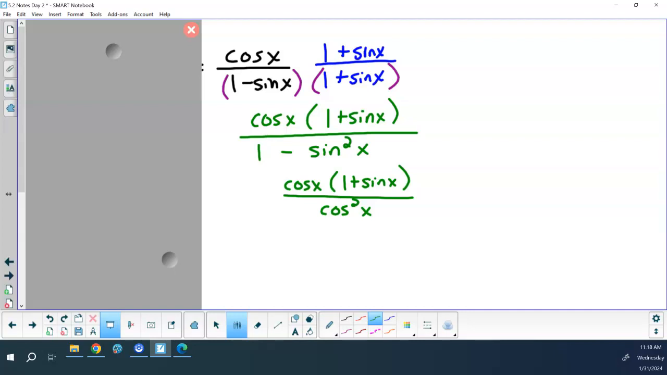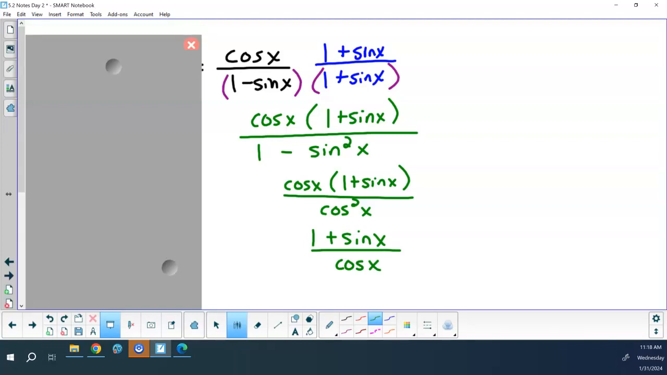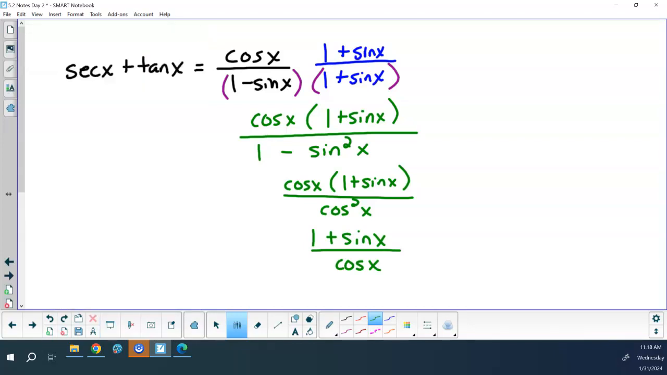Now what can I do? Get rid of the cosine on the top, cancel out one of the cosines on the bottom? Yep, exactly. So then this would become 1 plus sine over cosine. Bring this back. Let me draw the shade now. Okay? Still not my left side. I need it to be exactly like my left side.